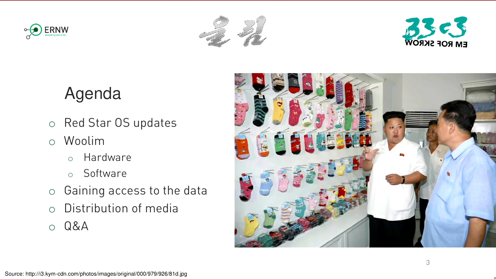So what are we going to talk about? We are going to give you a little update about Red Star OS. There has been a lot of work following our publication last year of Red Star OS. We will talk about the software and the hardware that the tablet PC is made of. We will give you an introduction to some of the applications that are stored on the tablet PC. And we actually have a live device here, so it's sitting right here. Maybe Kim Jong-un is listening already. So we have one device right here that we got out of DPRK.